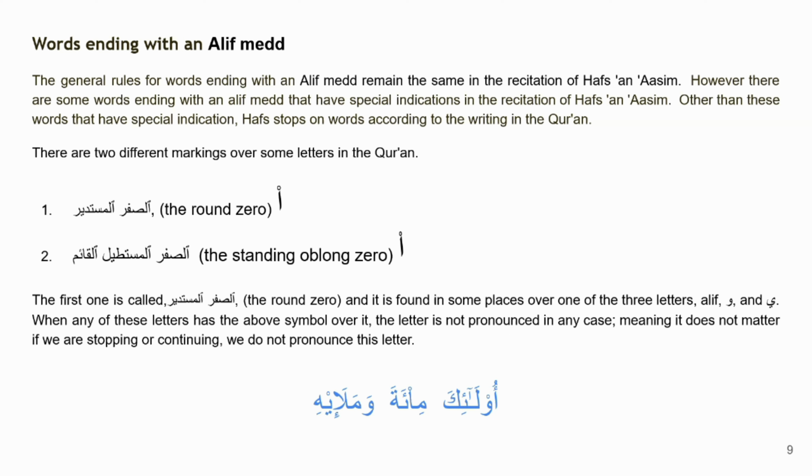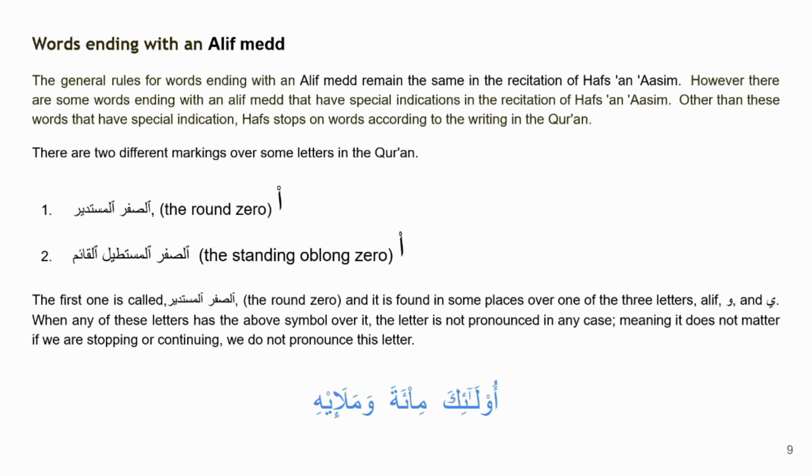We continue our topic of rules for words ending with a mad letter, and today, inshallah, we will discuss when the words are ending with an alif mad. As we have discussed in our last lecture, the general rule for words ending with a ya mad or waw mad or alif mad, they remain the same in the recitation of Hafs and Asim.